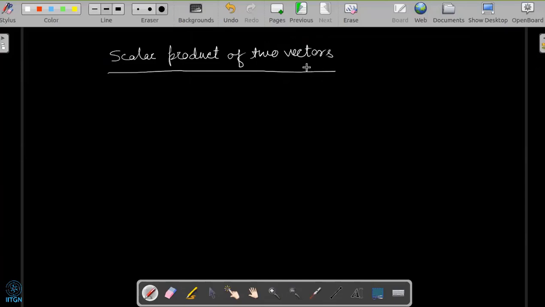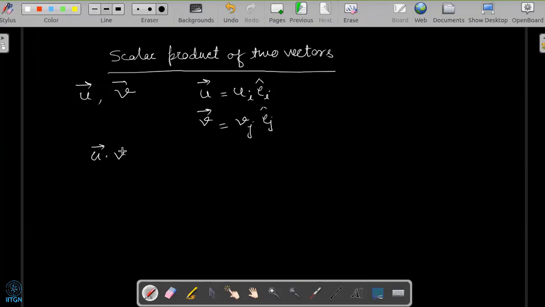Again, we have the vector u and the vector v. We will express u as u_i e_i, and v as v_j e_j. The scalar product u dot v is then u_i e_i dot v_j e_j. Here v_j and u_i are scalar quantities.